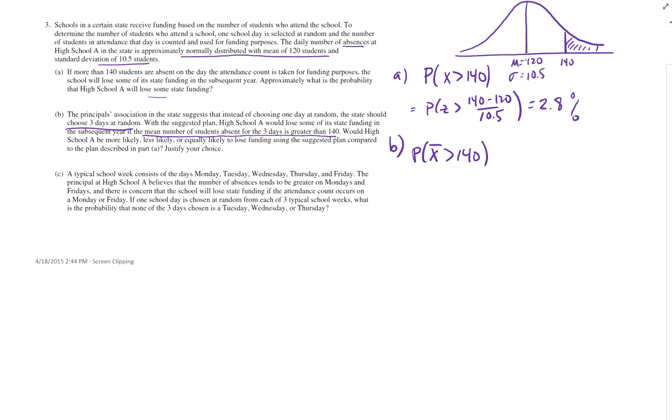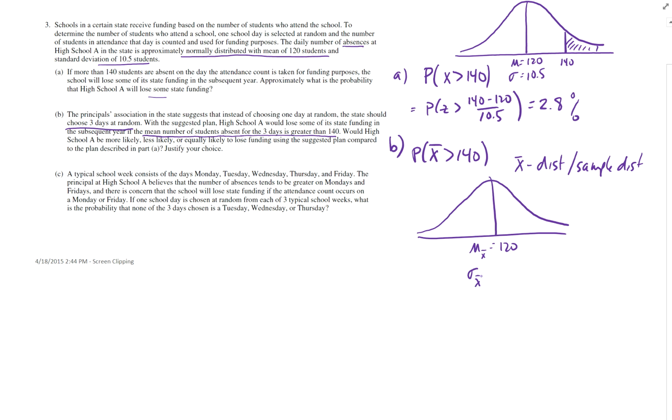So are we still looking at the same curve? No, we're looking at the X bar distribution, or the sampling distribution. Mu sub X bar is still 120, and what's sigma sub X bar? 10.5 divided by the square root of 3. And we want to know if that's 140. Okay, does that make sense?